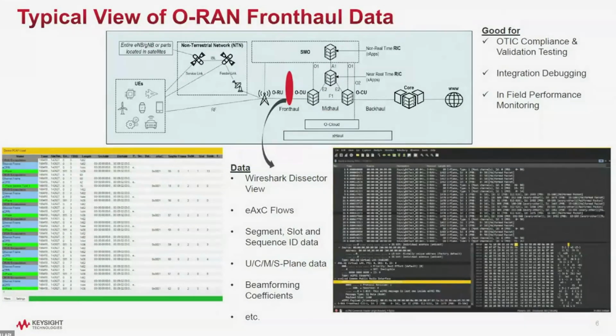Okay, so if you look at the O-RAN interface here at Fronthaul, this is typically what you'd see. This is the Wireshark view. We see the eAXC flows here, segment IDs, sequence IDs for packets going back and forth between the O-RAN elements. We see the user, control, management, and synchronization planes. Beamforming coefficients are also flying through this interface very fast. So that's the typical view we get. And a footnote: if you download Wireshark right now, you would get the Keysight dissectors for O-RAN for free. We include them in Wireshark.